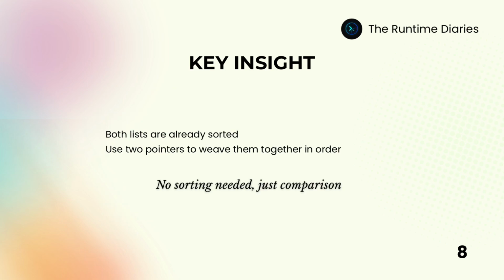Here's the key insight that makes the solution simple. The two lists are already sorted. You don't need to sort anything. You just need to walk through both lists simultaneously and pick the smaller value at each step. No sorting, no extra data structures, and no complicated logic. Just 2 pointers and a comparison at each step. This is the beauty of working with sorted data. The structure is already there. You just need to merge intelligently.